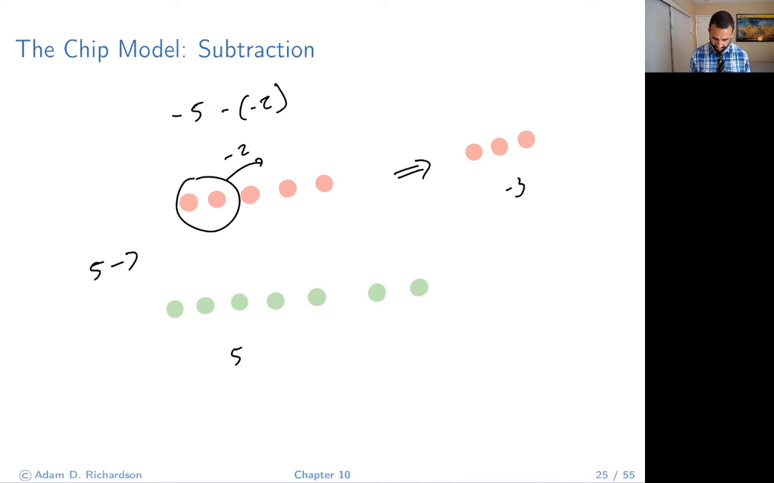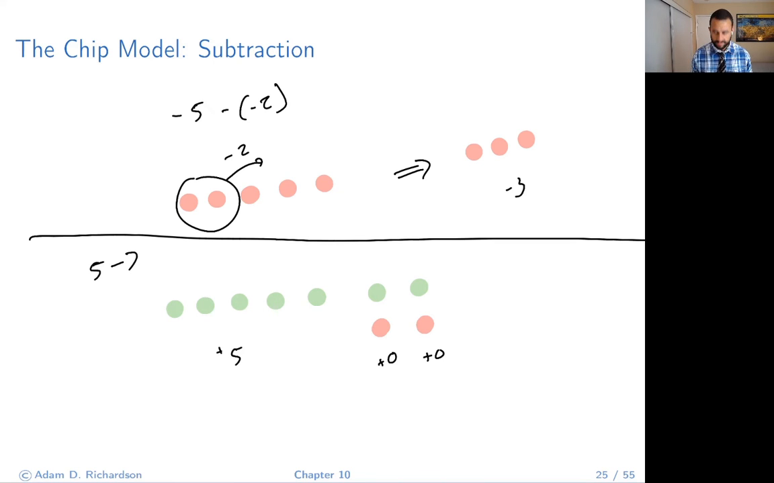Right, so here we had 5. We had positive 5. Now what I'm going to do is I'm going to add 2 0 pairs. There we go. Do a little dividing line here. So now I'm really just adding 0. That's all I've done here is I've added 0. This doesn't change the value because 5 plus 1 minus 1 plus 1 minus 1 is still 5.